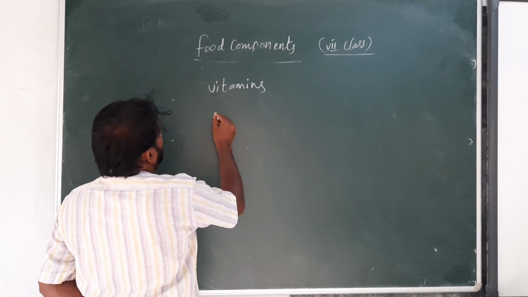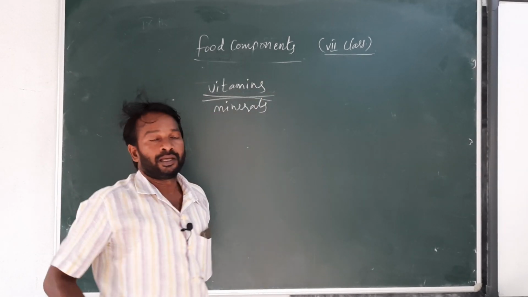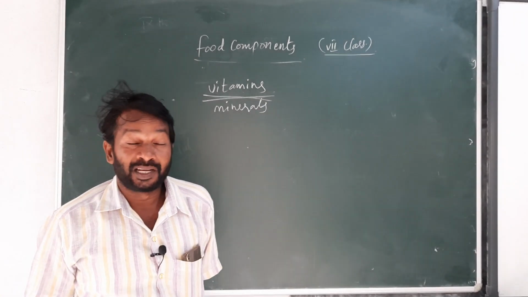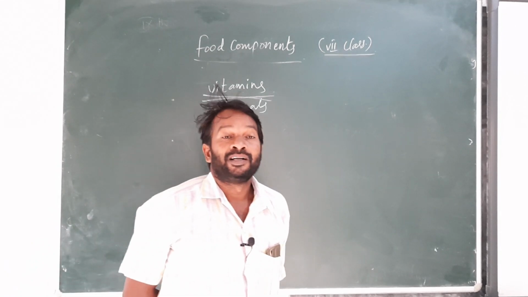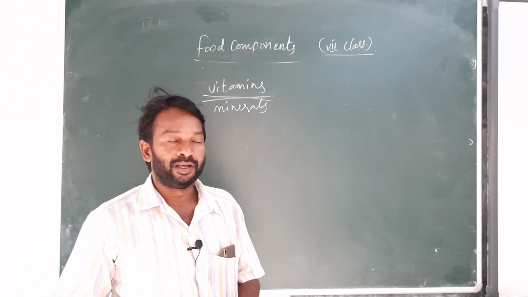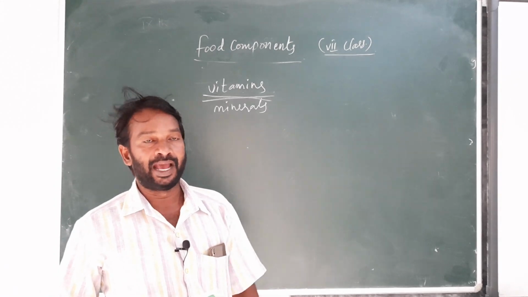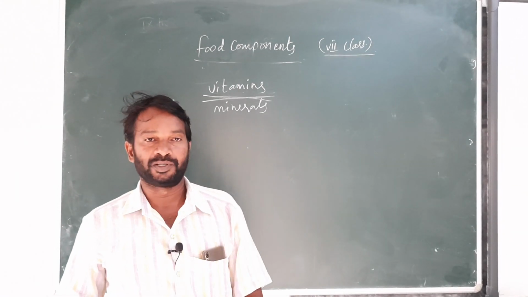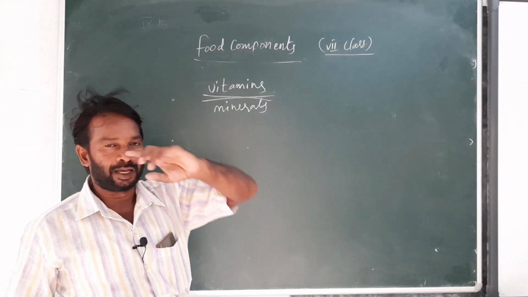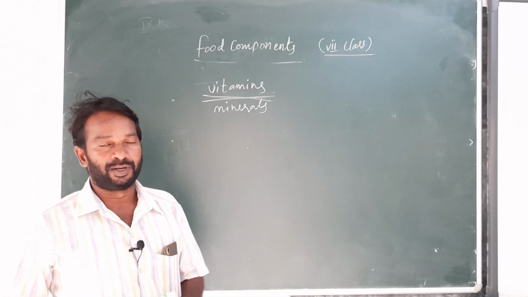Next, other food components present in our food are vitamins and minerals. Vitamins are organic substances present in our diet. We get these vitamins through our diets, either from plant sources or animal sources. Vitamins are of different types: water soluble and fat soluble. Water soluble are the B and C vitamins.